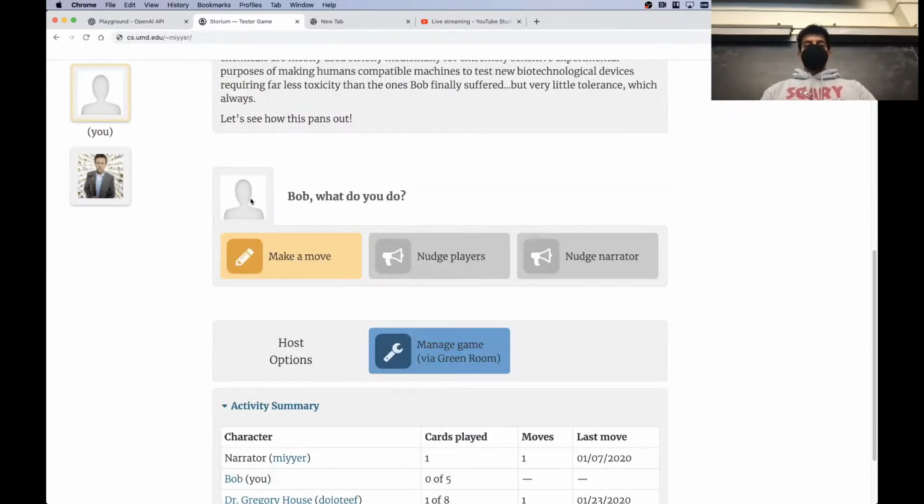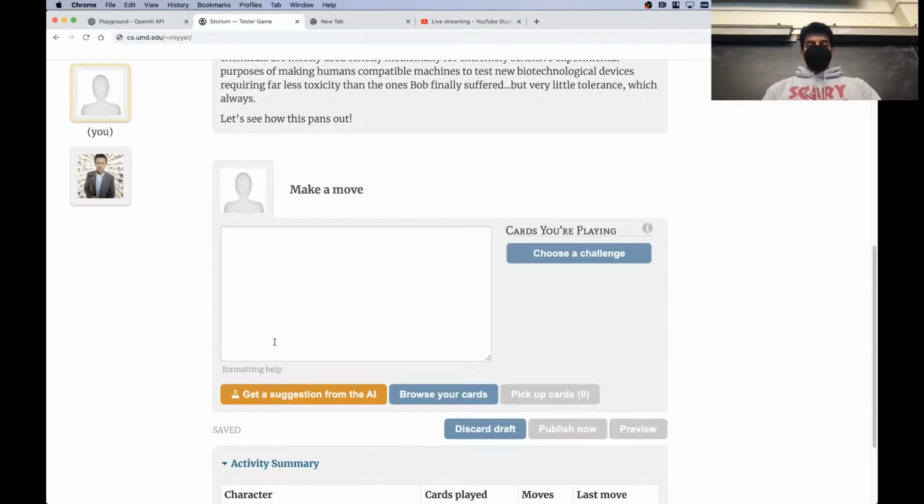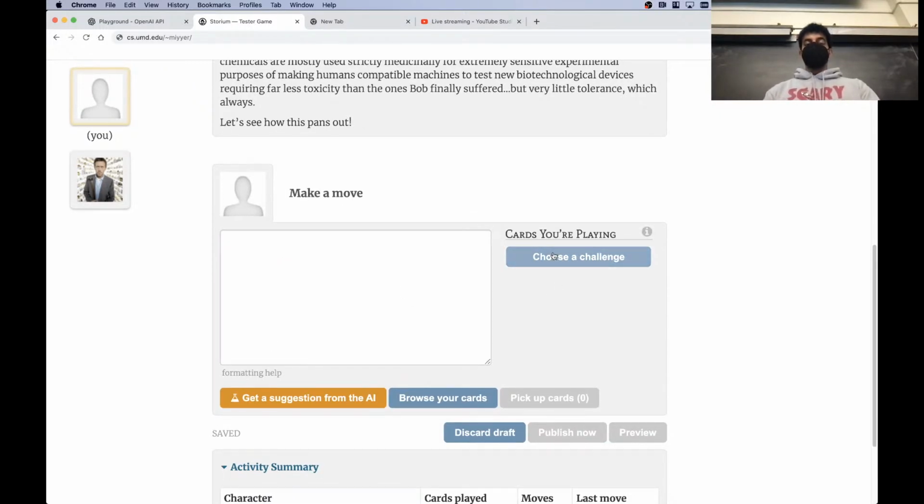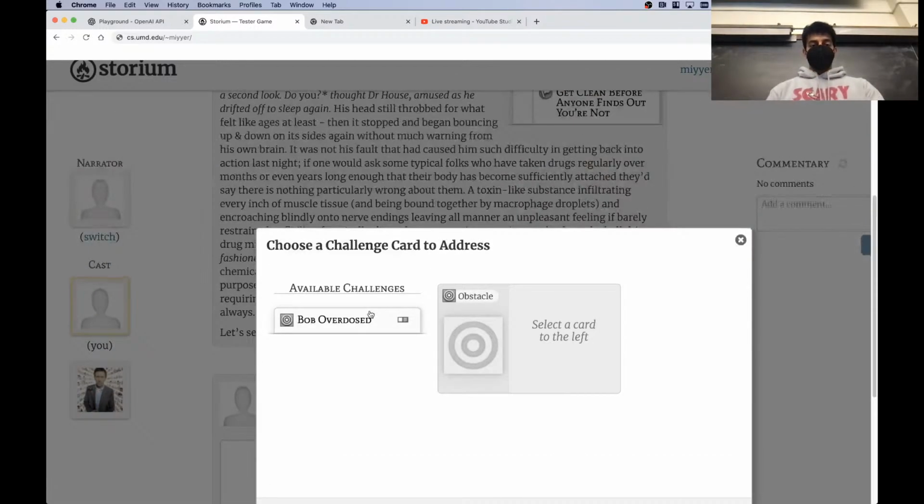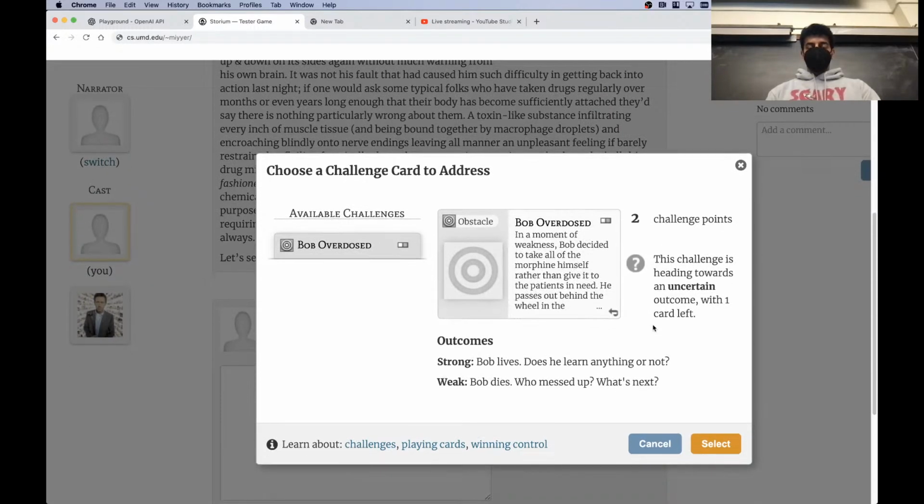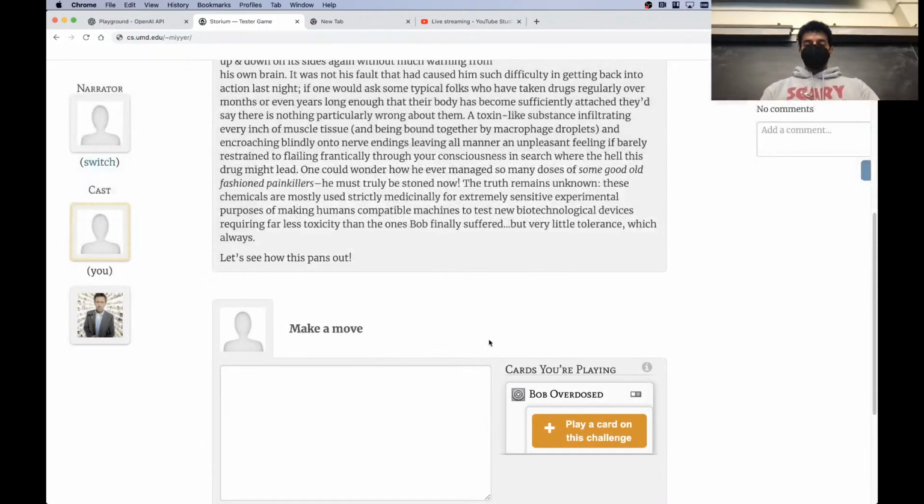And now I'm playing from the character of Bob, who's the person who took all this morphine. So if I click this, I first have to choose what goal I'm addressing. So there could be multiple goals. It looks like there's only one here. Bob overdosed, which is me, unfortunately. So you can see that there's two outcomes. They're pretty basic.